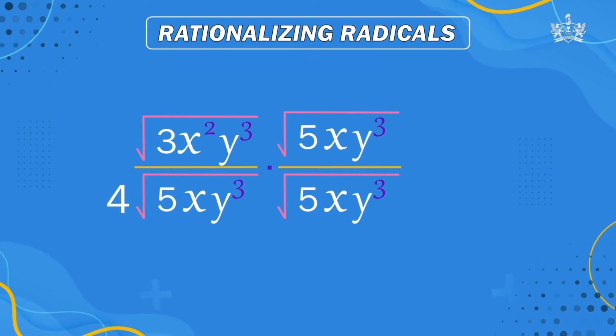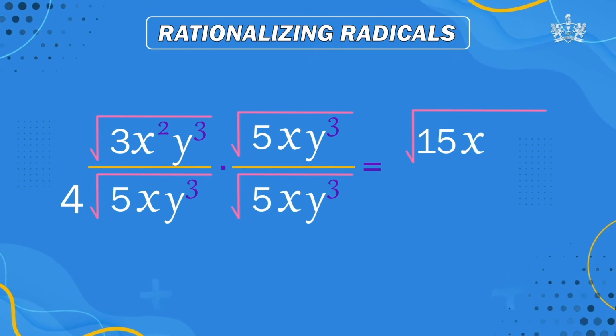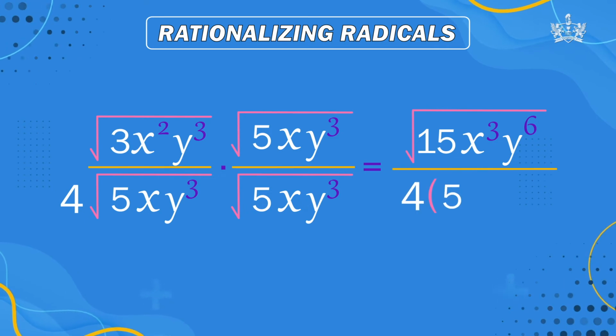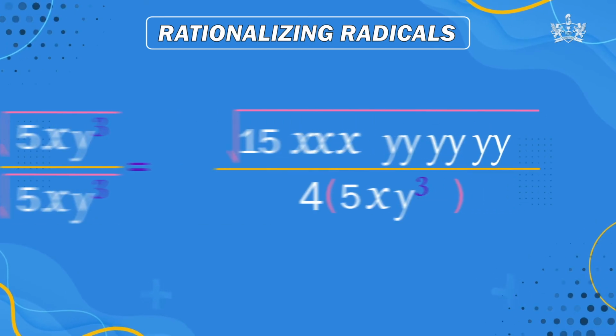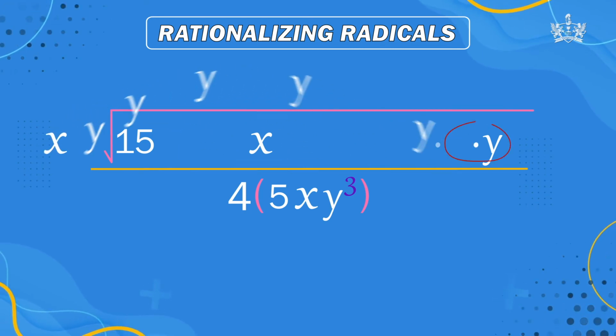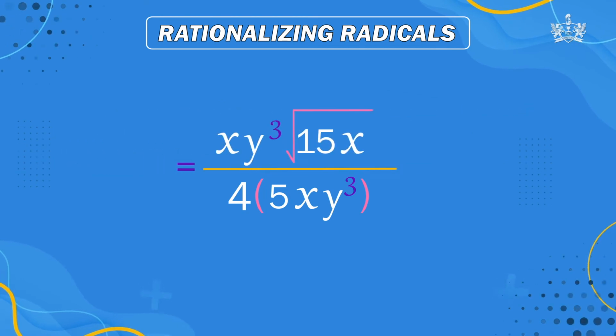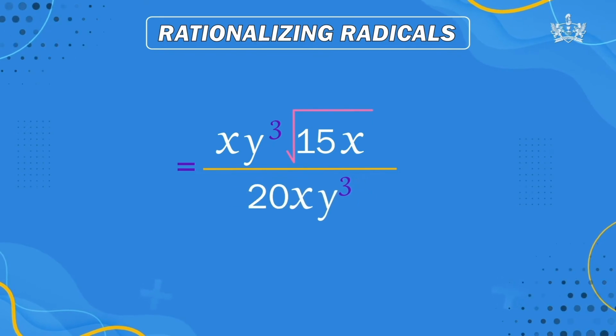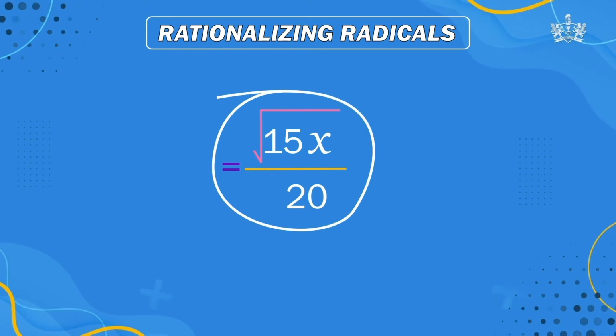Okay, multiplying it out, we then get the square root of 15 times x cubed times y to the 6th power over 4 times 5 times x times y cubed. To simplify, you just take the pairs in the numerator and that simplifies to x times y cubed times root 15x over 20 times x times y cubed. The x's and y cubes in both the numerators and denominator cancel each other out, and we're left with root 15x over 20.